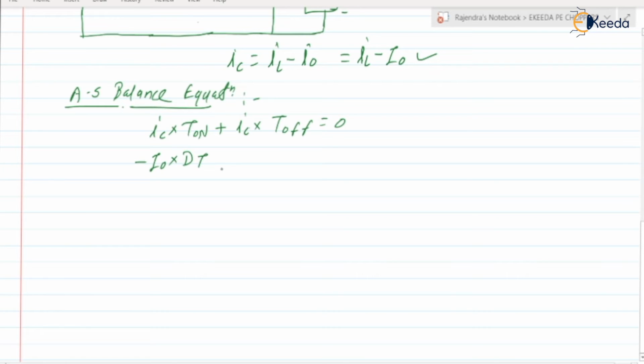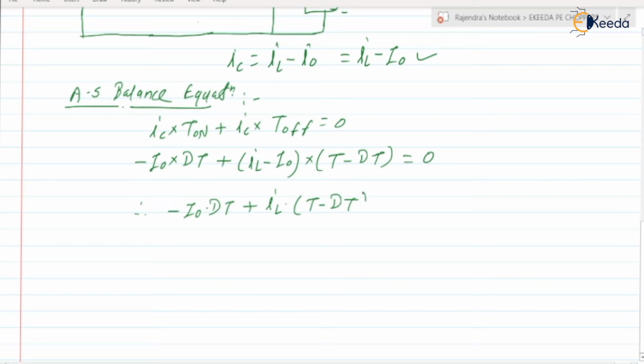T on is dt. Plus, what is IC during the off state? It is IL minus I0, into T off. T off is T minus T on, so we can write it as T minus dt, and this is equal to 0. Therefore we can write minus I0 into dt plus IL into T minus dt minus I0 into T minus dt is equal to 0.